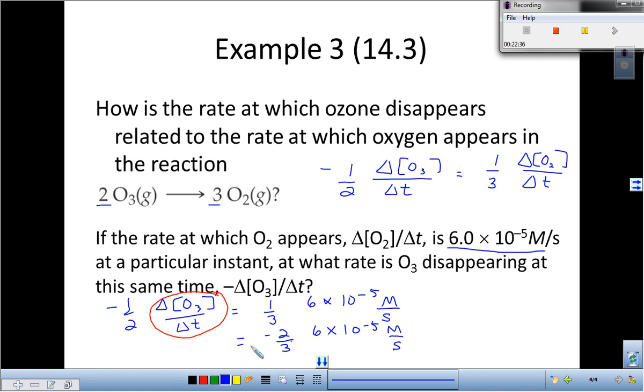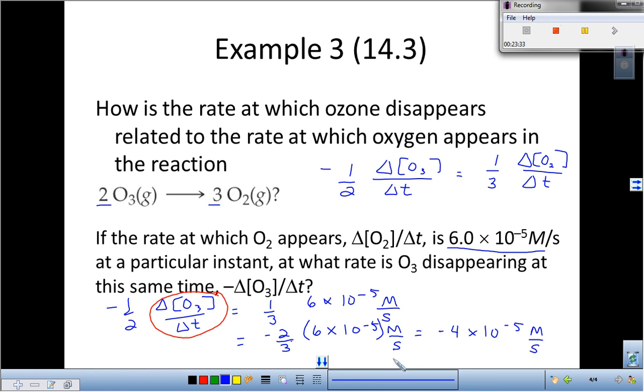Now, without your calculator, could you do this math? You should be able to. What's 2 times 6? 12 divided by 3 is 4. Don't forget this part, it would be negative 4 times 10 to the negative 5 molar per second.